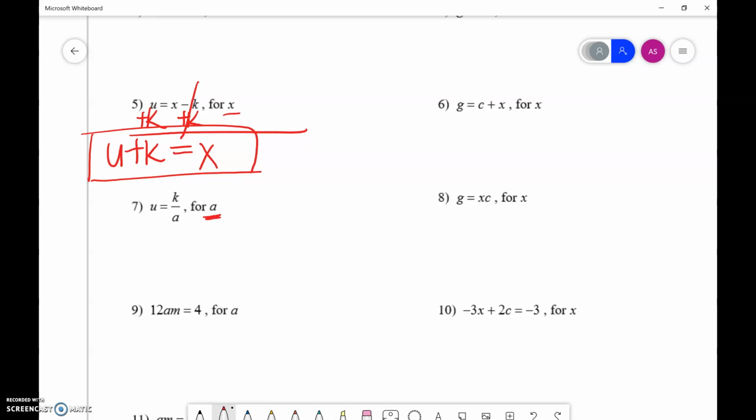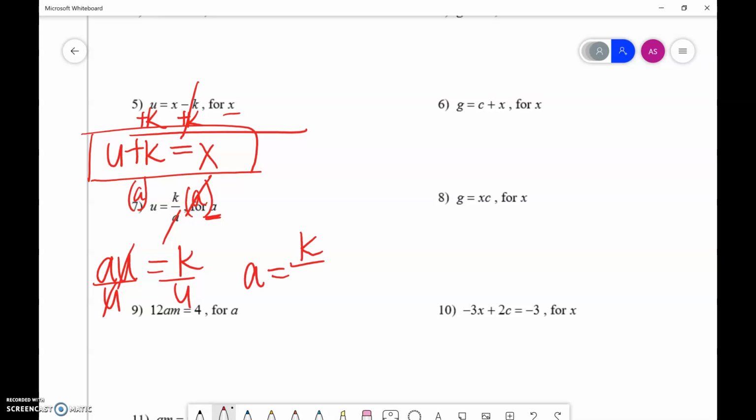My next one, I'm solving for a this time. So I have k over a, and I want to get rid of that fraction. We know a fraction is division, so what I want to do is multiply both sides by a. So that's going to cancel out. I'm left with k equals a times u, or just au. Then I still have this a over here. I want to divide both sides by a. So my final answer will be a equals k over u.